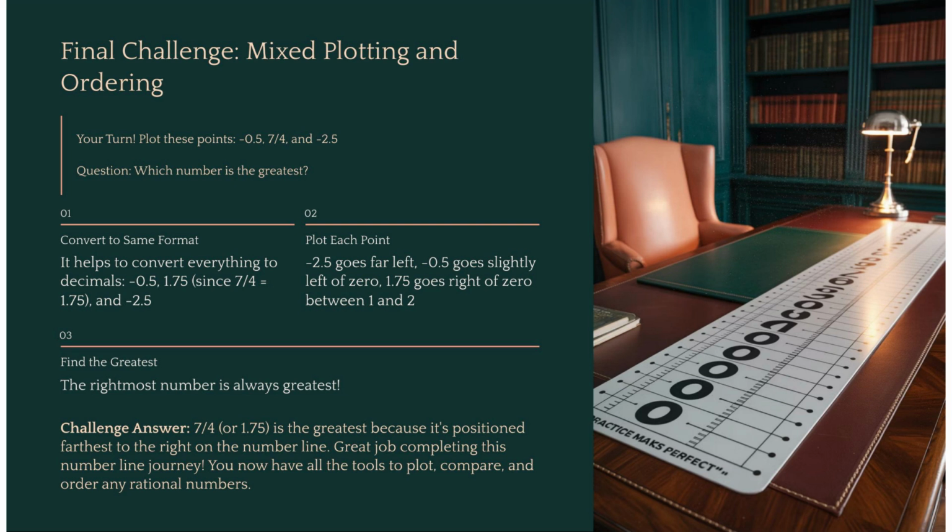For your final challenge, plot the three numbers, -0.5, 7/4, and -2.5. First, convert all the numbers to decimals. Once you plot them on the number line, it will be immediately clear which number is the greatest. It will be the one farthest to the right.